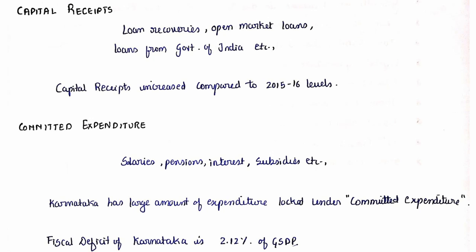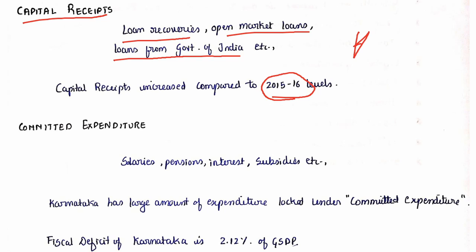In Karnataka, the capital receipts increased compared to 2015-2016 levels. And what are the capital receipts? Like loan recoveries, open market loans, loans taken from Government of India, etc. are the capital receipts of the government. So the capital receipts, that is the loans taken by Karnataka government or the loan recoveries, etc., have increased in Karnataka compared to 2015-2016 levels.